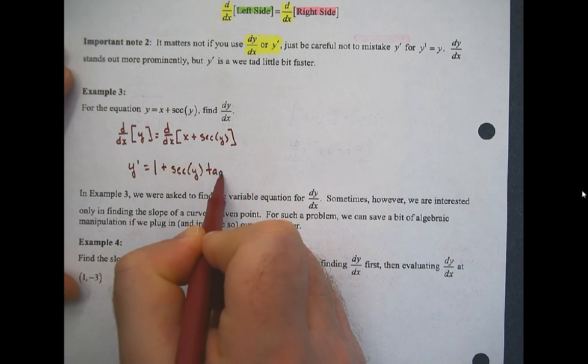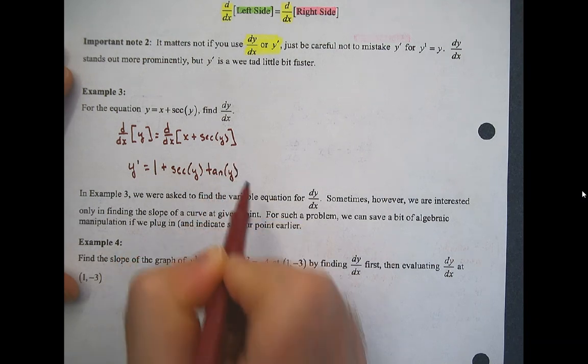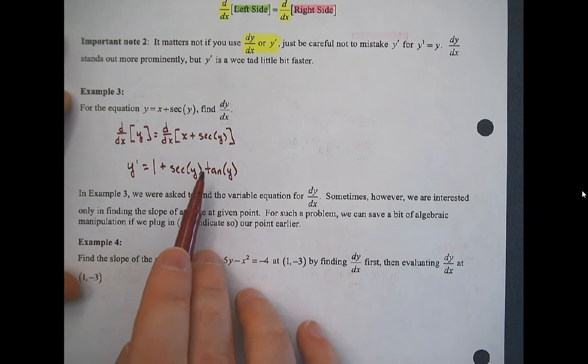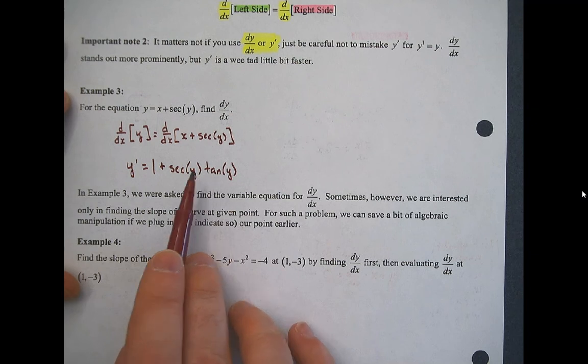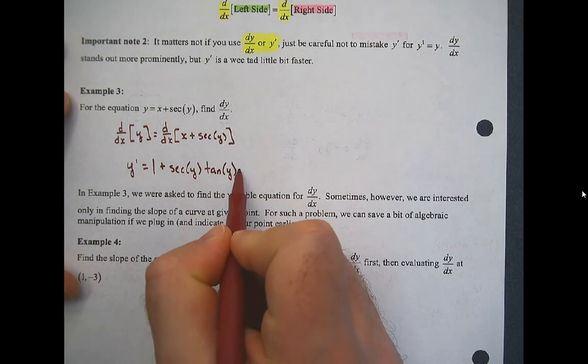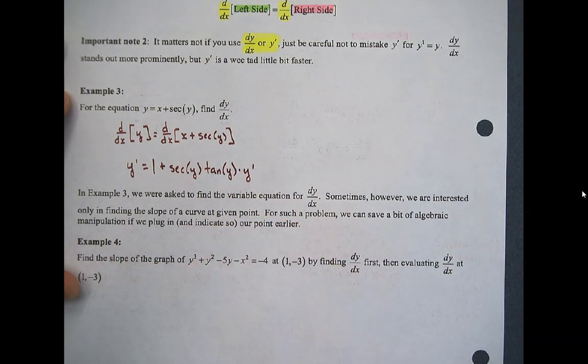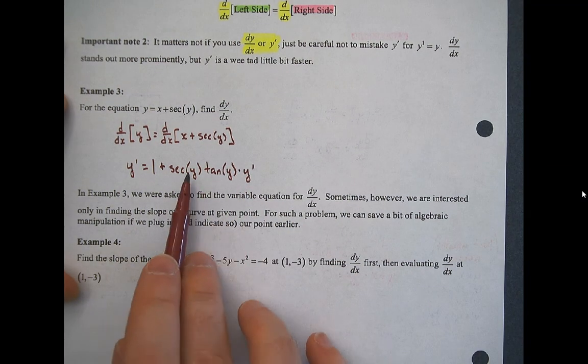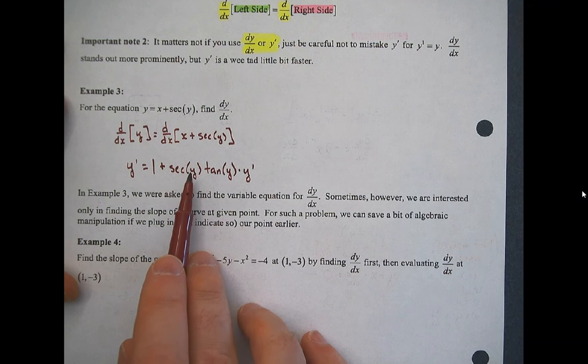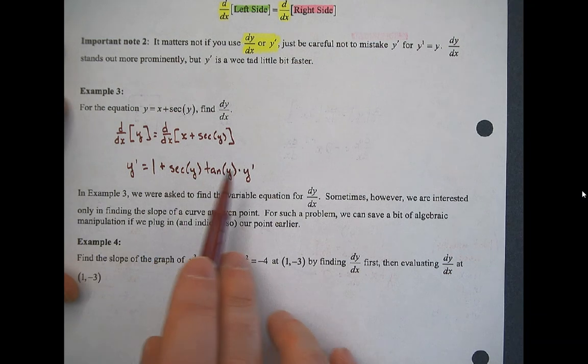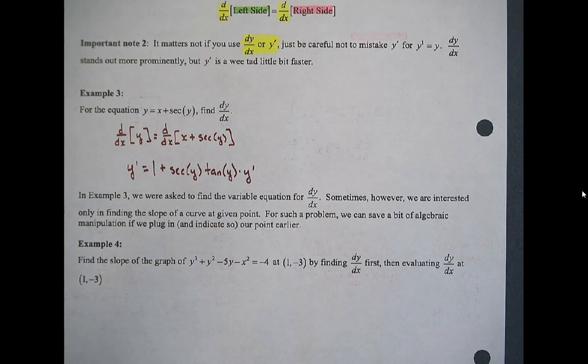Now, because we are deriving this according to x, and this is a y variable, that means we need to attach another y prime, because the y is our something, and when we derive the y, we would get y prime. We don't know what the derivative exactly is, but we know that it exists.